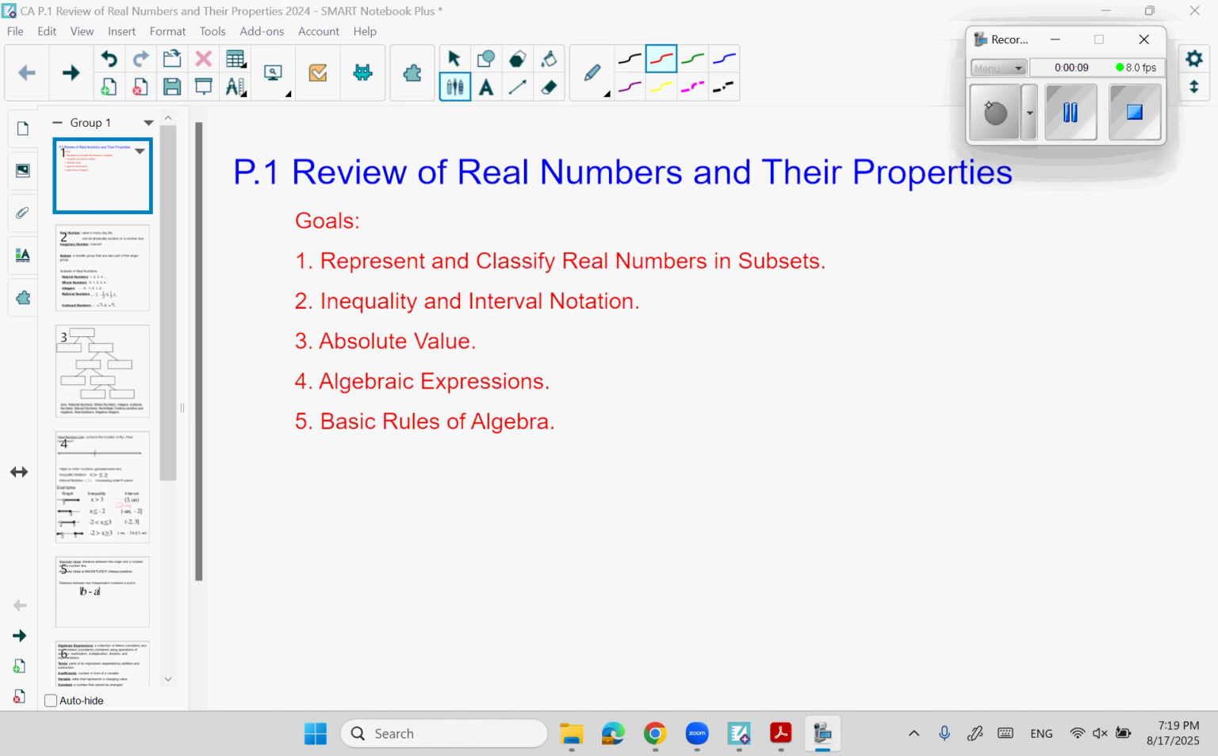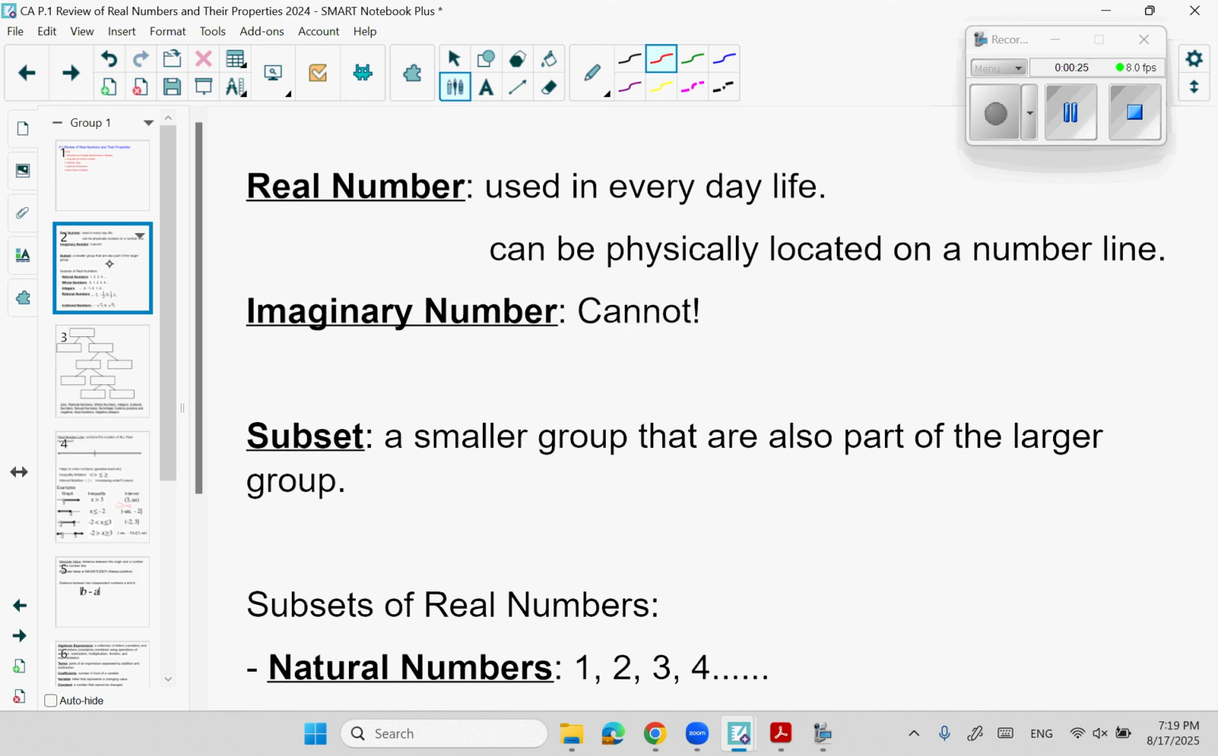This first unit is all the stuff we've covered in previous Algebra 2 sections, hence the pre-Chapter 1 type deal. So today we're going to talk about real numbers and their properties, some things we just need to make sure we know. A real number can be used in everyday life and can be physically located on a number line. Something like 1, 2, 3, or like 0.75, etc. Anything in between going in each direction.